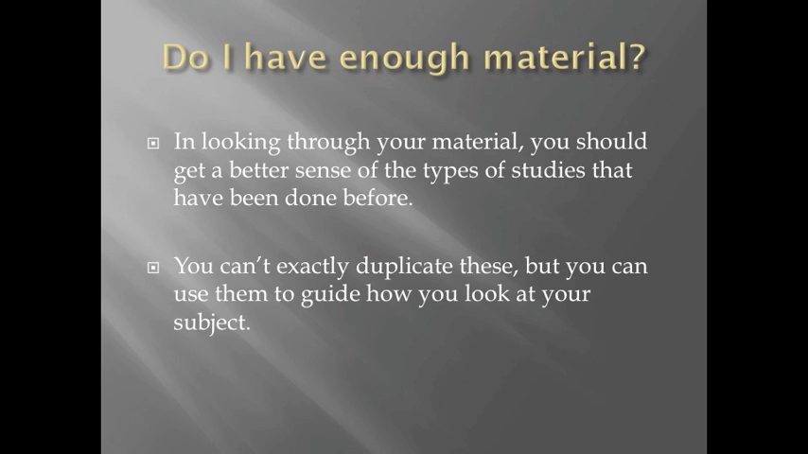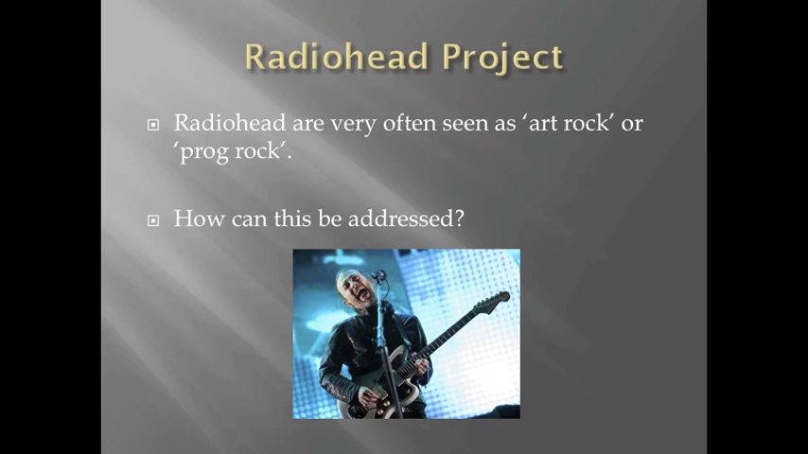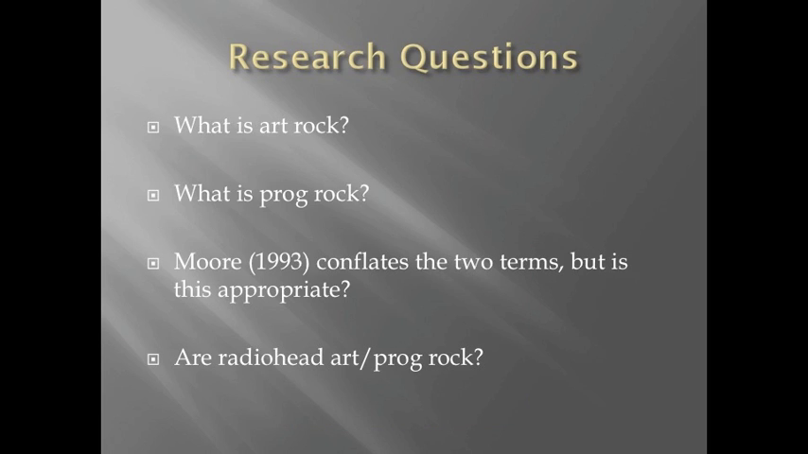So in relation to Radiohead, to give the example again, Radiohead are very often seen as art rock or prog rock, and I thought this was quite interesting. So how can this be addressed? Some research questions I came up with were, moving on from this, what actually is art rock? What is prog rock? I found that Moore, 1993, conflates the two terms, but is this appropriate?